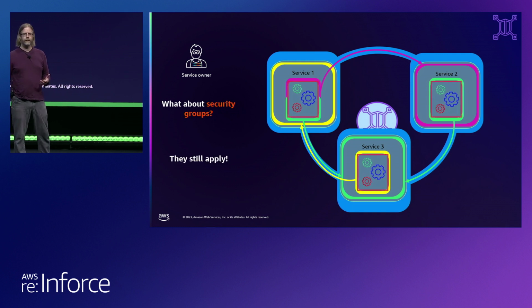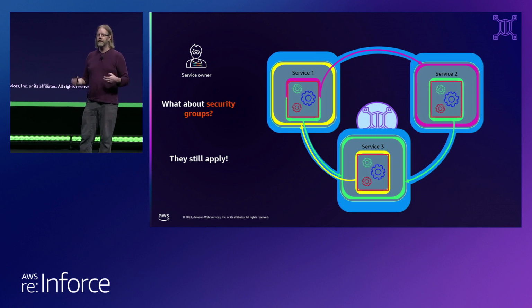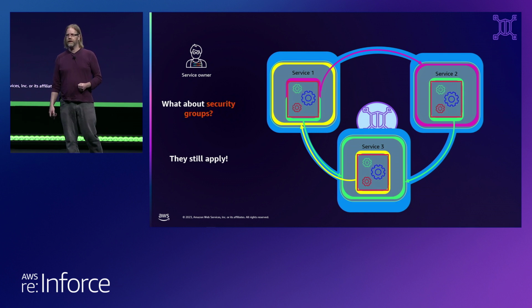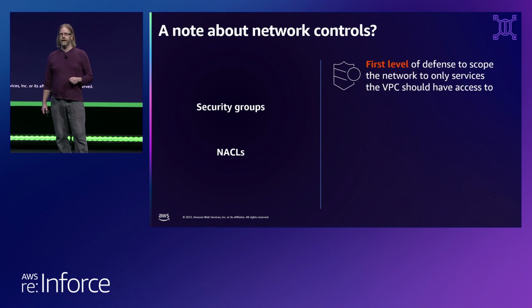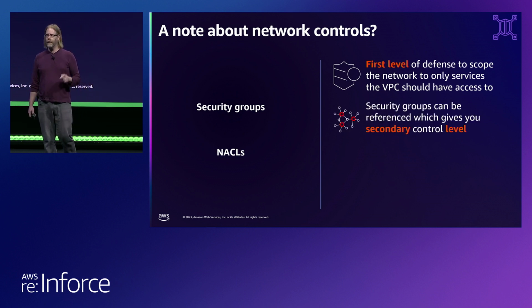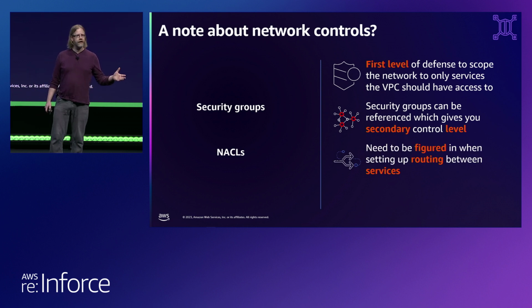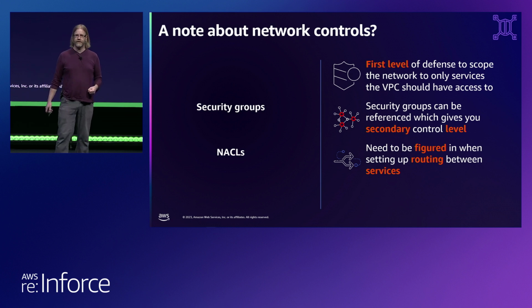Now, I also mentioned security groups, right? They still apply. You can use security groups inside of a VPC that's enabled for Lattice to specifically block different elements within your VPC from participating in the Lattice network. There's a note about this, though, that I want to make sure we all understand: it's a first level defense, right? This is the on-off switch, yes, no, the hammer, if you will. They also can be referenced for secondary levels of control, but they need to be factored in when you're setting up your routing, right? So if you have different elements of your service and you have security groups in that service that don't allow it to speak to the Lattice network, it's not going to work.